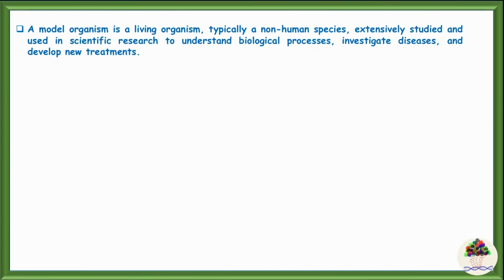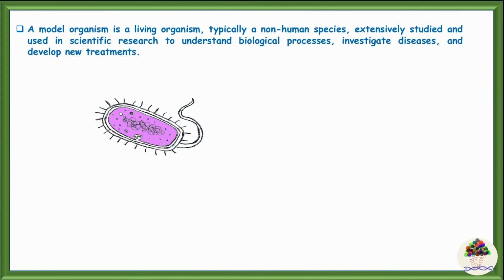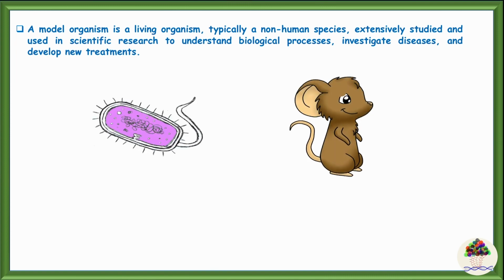A model organism is a living organism, typically a non-human species, which is extensively studied and used in scientific research to understand biological processes, to investigate diseases and develop new treatments. So basically when a particular species is chosen for intensive investigation by many laboratories, it is referred to as a model organism, like Escherichia coli or Mus musculus.